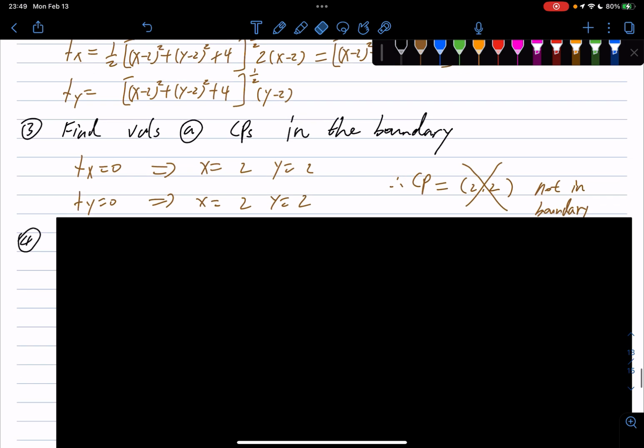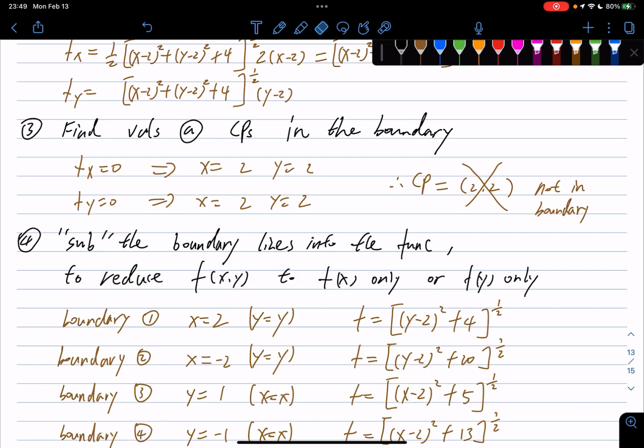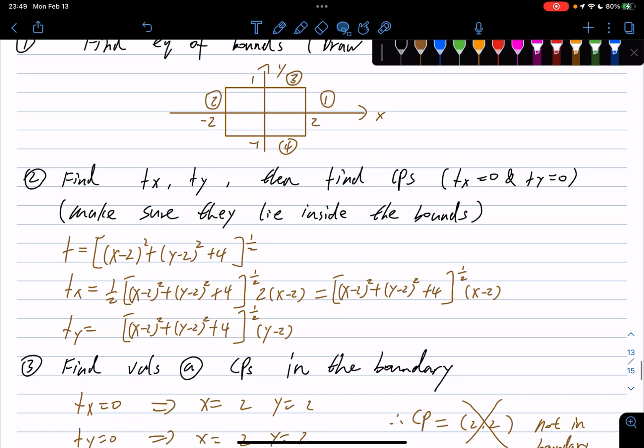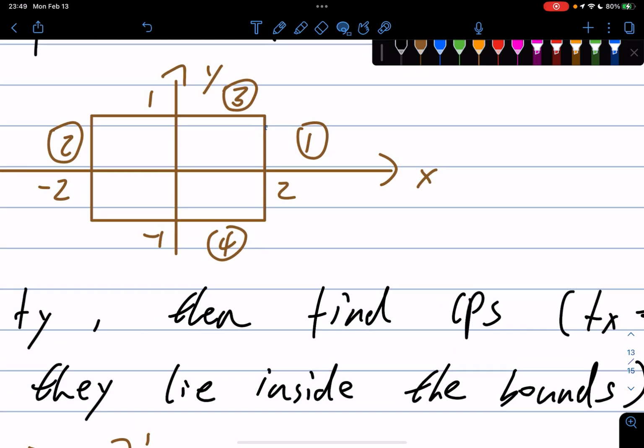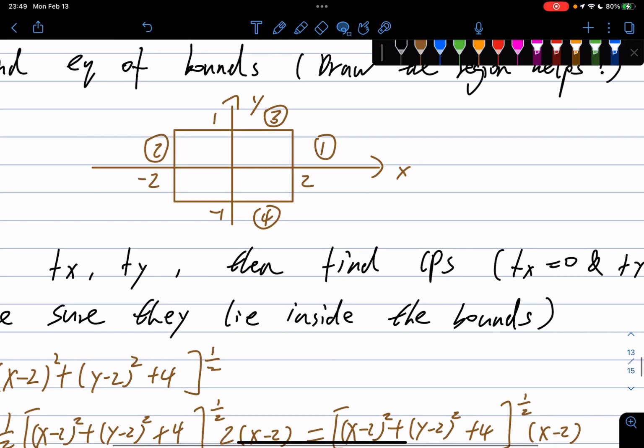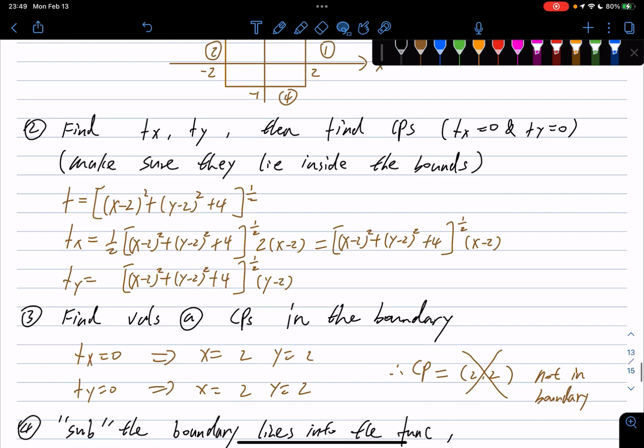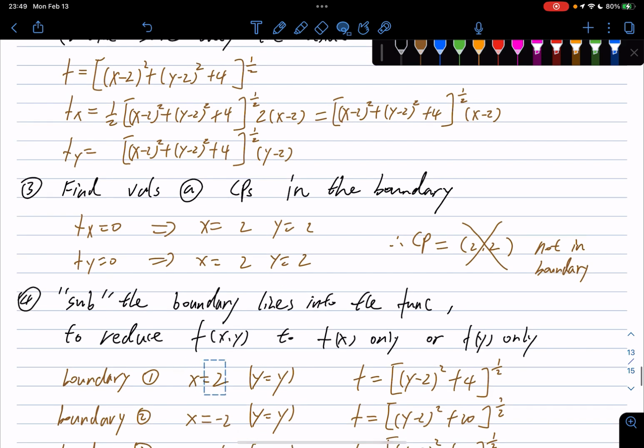Step 4 is a little bit interesting because we're going to quote unquote sub the boundary lines into the function, to reduce the two variable function f(x, y) to a single variable function containing x only or y only. Let's take a look at the first boundary line, this one. On this boundary line, x equals 2. It's fixed, but y can be changing. So we let y be the same as it is: x equals 2, y equals y, and then f becomes this.